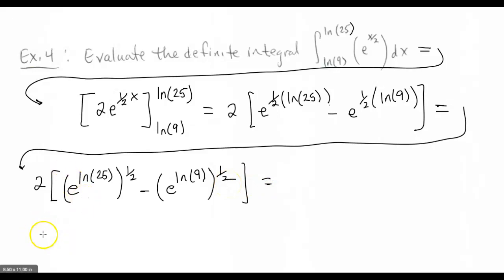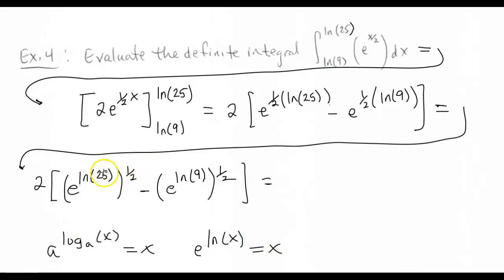And so if you remember this log property here, we know that a raised to the log base a of x is x. And if you allow your a to be the irrational number e, and know that log base e is natural log, then what we essentially have here is e raised to the natural log of x is equal to x. So here we know that e raised to the natural log of 25 is just going to be 25. Okay? And e raised to the natural log of 9 will just be 9.